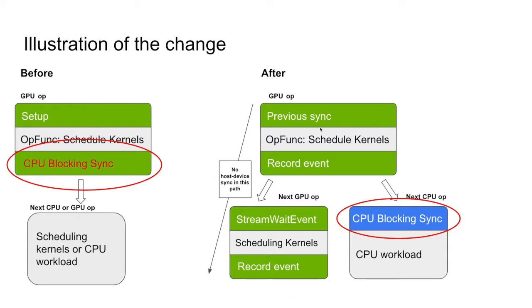And after, two things changed. First, there is no more host device sync at the end of the GPU op, but the engine will now record the stream into an event, which will be later used by the next ops to either stream wait event, or by the CPU ops to make the actual host device synchronization, which is needed by the CPU op. And as we can see, in the full GPU op path, there are no more host device synchronizations. In that way, we offloaded the GPU data dependency to the CUDA driver.